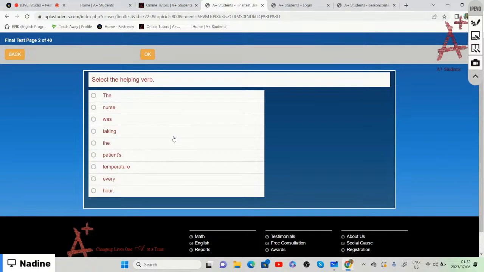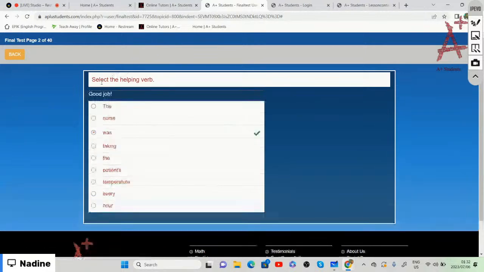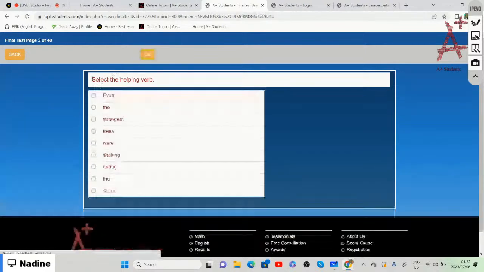All right. So our main verb within the sentence is taking. So that is the main verb. But now it is asking us for the helping verb, and the helping verb is was. All right. So if you have was, then beautiful, wonderful.